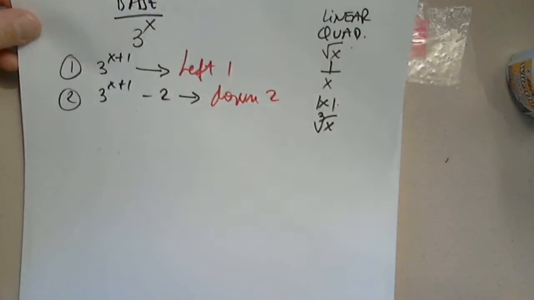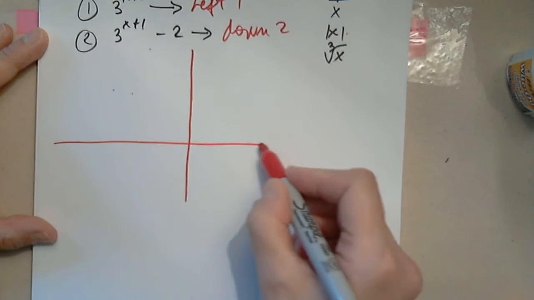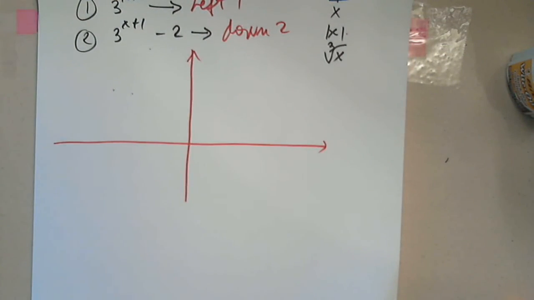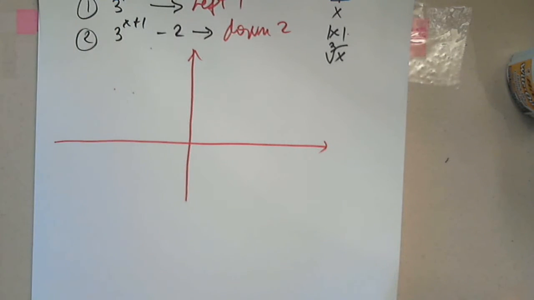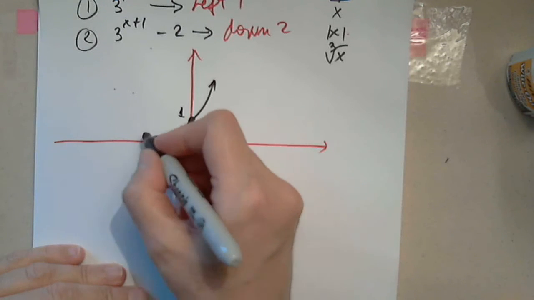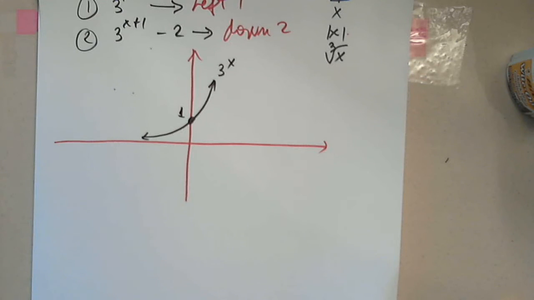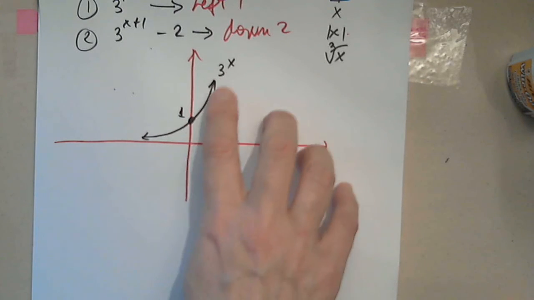So now let's graph. Will 3 to the x be increasing or decreasing? That's basically all I need to know at this point. Increasing or decreasing? Increasing. Excellent, because the base is greater than 1. Very good. And you will have to cross at 0, 1. All base functions exponential with base greater than 1, they will cross at 0, 1.